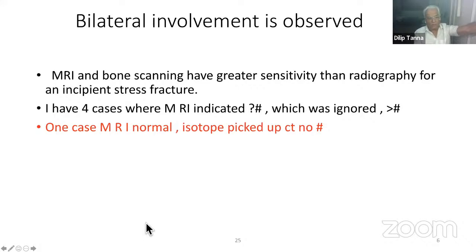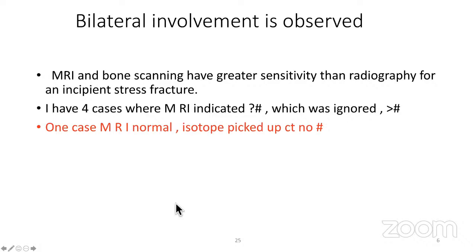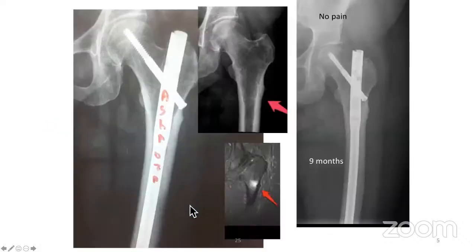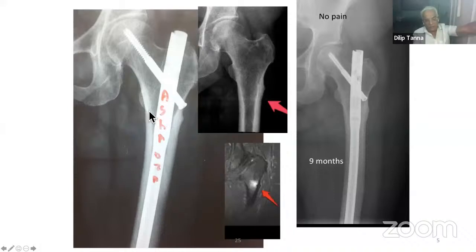Bilateral involvement is observed. So one question, sir. Why is the lateral cortex involved in an Alendronate fracture? The stress fracture usually occurs on the medial side because of calcium deficiency, because this is the weight-bearing side. I don't think many explanations are given for why the lateral cortex only.